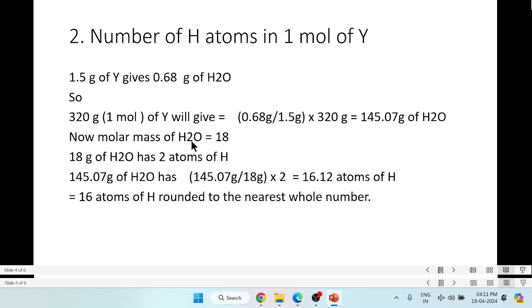Now the molar mass of water is 18, we know that. Every 18 grams of H2O contains 2 atoms of hydrogen. So 145.07 grams of H2O has proportionately 16.12 atoms of hydrogen, which is rounded to 16 atoms to the nearest whole number. So 1 mole of our compound contains 16 atoms of hydrogen.